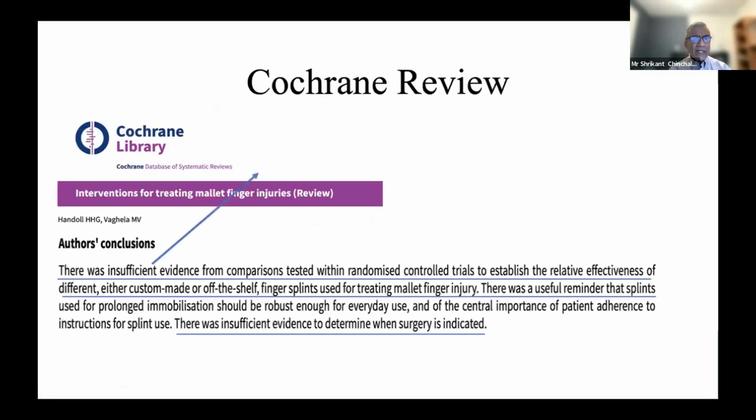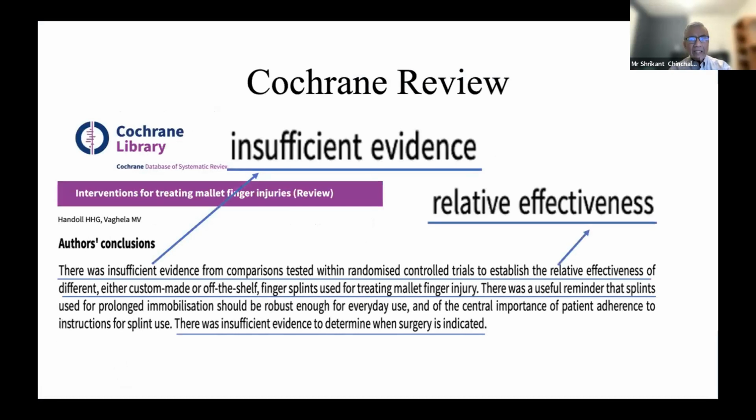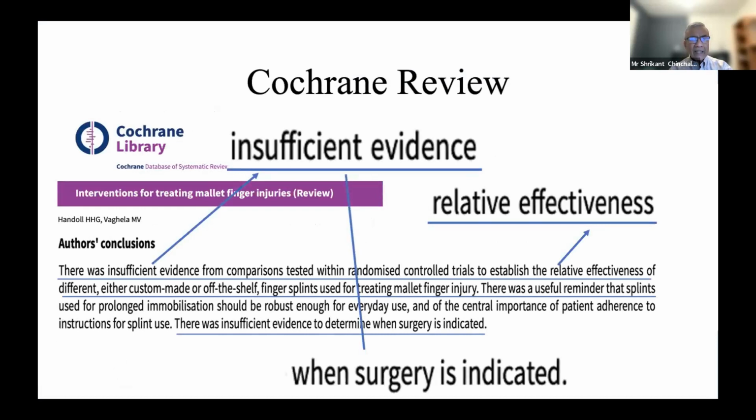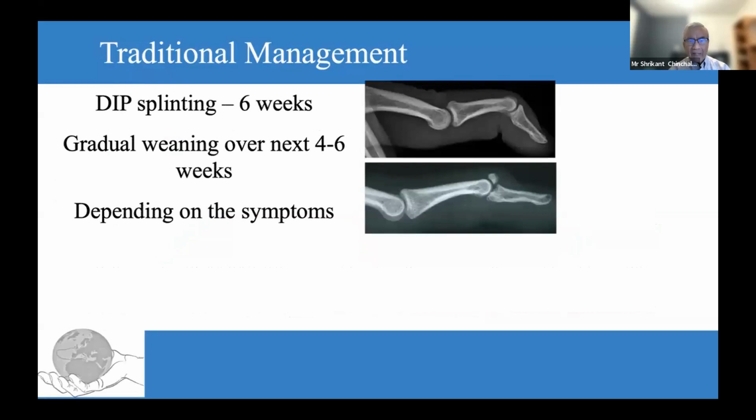The Cochrane review identified that there is insufficient evidence, especially regarding the relative effectiveness of different types of splints. They also identified that all the publications pertaining to mallet finger were insufficient in giving us evidence of when surgery is indicated, especially with type 1, type 2, and type 3 injuries.